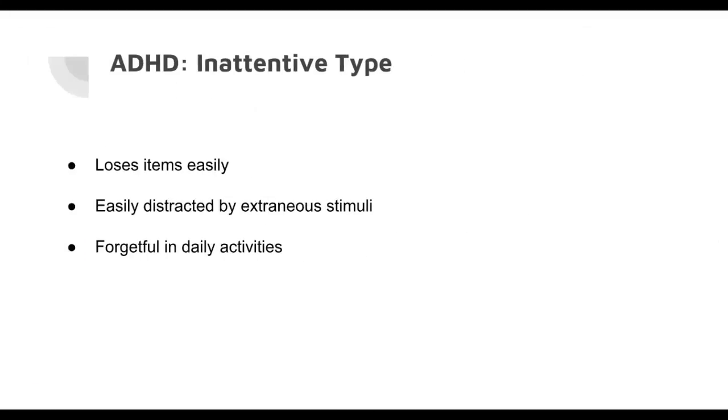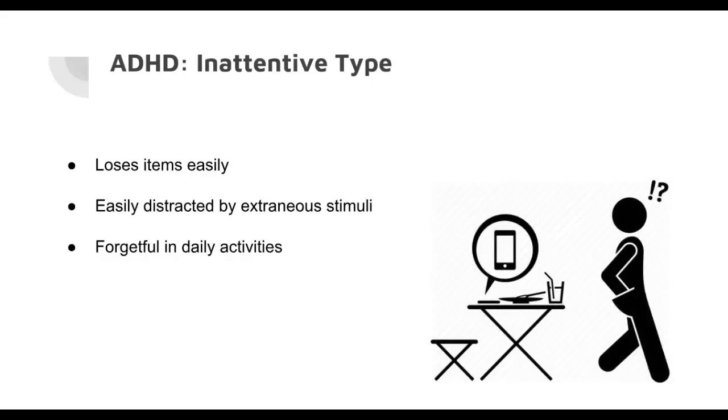Okay, let's go ahead and try to work through the DSM a little bit to get a clearer idea of the different types of ADHD. The first type I want to talk about is inattentive type ADHD. A couple of items inside the DSM for these individuals are things like losing items easily, getting easily distracted by external stimuli, and being very forgetful in daily activities. The same individual I was talking about with regards to the car accident.